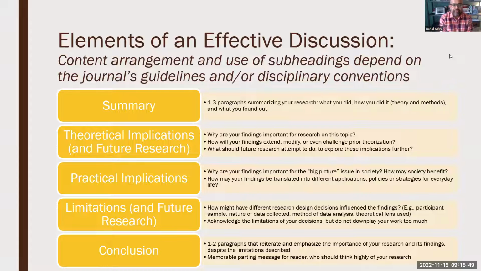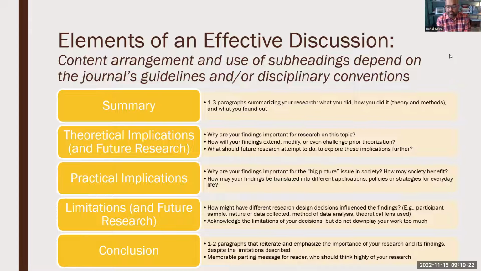So here I've tried to arrange the elements of an effective discussion. And of course, keep in mind that how you actually arrange these elements, this content, how you use subheadings or not, really depends on guidelines that individual journals might outline, and or conventions of individual disciplines. But broadly speaking, I think that most effective discussion sections have these 5 elements.